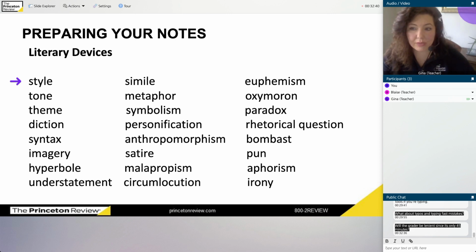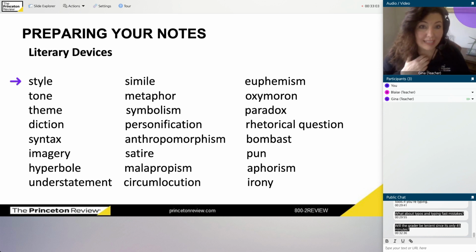Somebody asked, will the grader be more lenient since I'm only given 45 minutes? I don't think so. No, and here's why, because you're only writing one essay. In some ways this is less demanding than a typical AP test, right? So I don't think it matters to the grader that you only have 45 minutes. The key is, your entire AP score rides on this essay, so they're expecting you to do your best work. And of course, you are allowed to type it as opposed to freehand writing it.